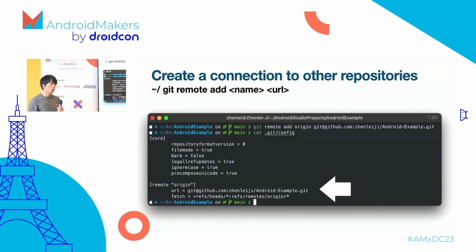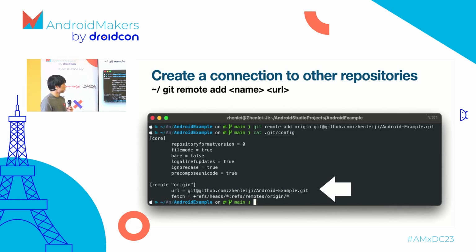When you add this command, you add in this file, .gitconfig, this line here, where you can see the name is orange, and the URL of the repository is this one. So every time that you push the code, it goes to this repository.